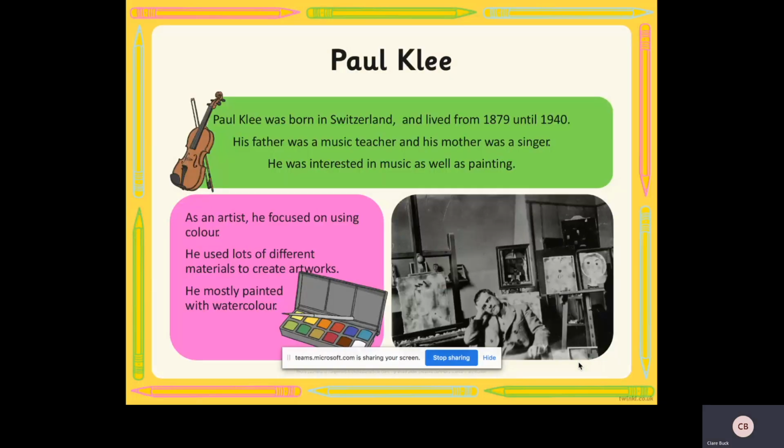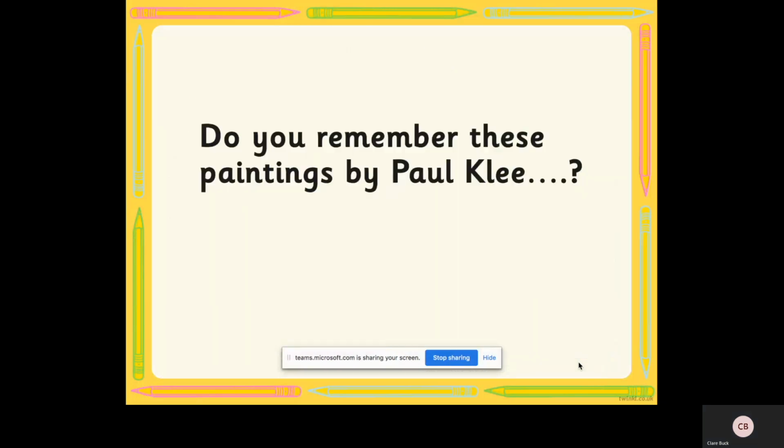Paul Klee was born in Switzerland and lived from 1879 until 1940, which was just when the Second World War had started. His father was a music teacher and his mother was a singer. He was interested in music as well as painting. As an artist, he focused on using colour and used lots of different materials to create artworks. He mostly painted with watercolour.